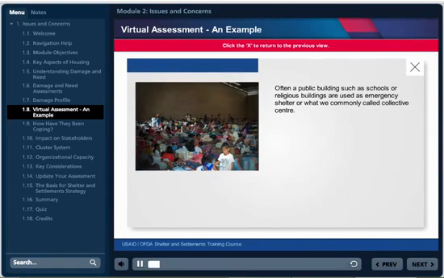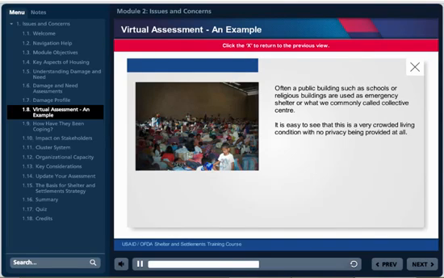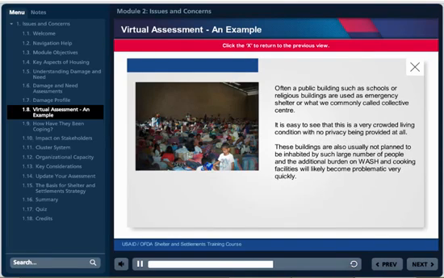Often, a public building such as schools or religious buildings are used as emergency shelter or what we commonly call collective center. It is easy to see that this is a very crowded living condition with no privacy being provided at all. These buildings are also usually not planned to be inhabited by such large number of people, and the additional burden on wash and cooking facilities will likely become problematic very quickly.